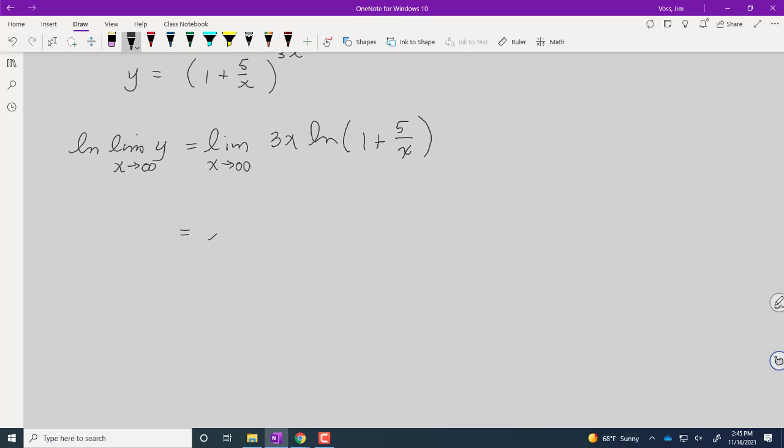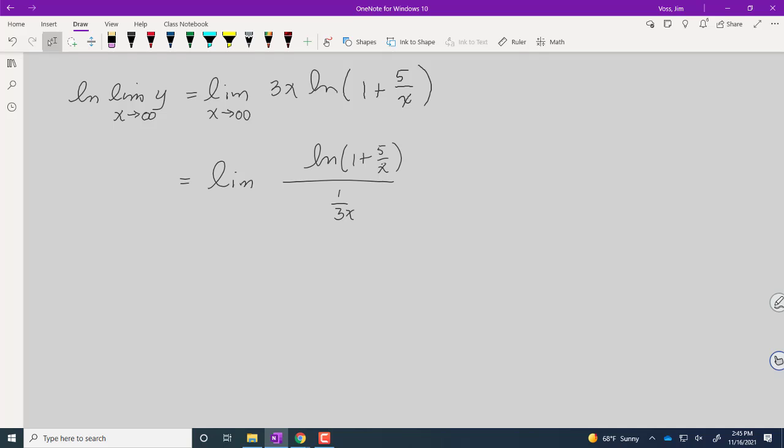So let's rewrite this. We're going to just shove the 3x into the denominator as a reciprocal. Another option is to pull the 3 to the outside and just flip the x down into the denominator. That will work fine also. Now we're in L'Hopital, the land of L'Hopital's rule.